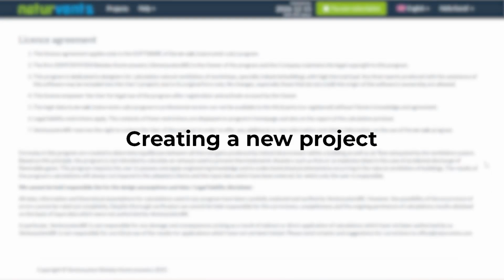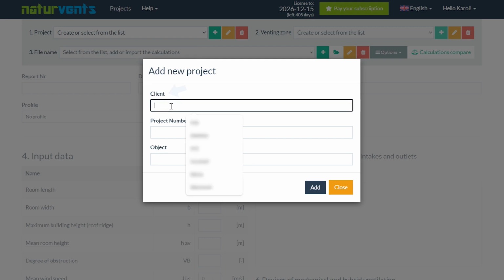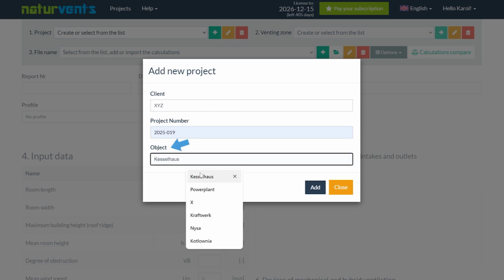Creating a new project. After registering and logging in, you are in the NV Calc program. Now you need to start by creating a new project. First, client XYZ. Project number, let's say 10, and object name, say power plant.